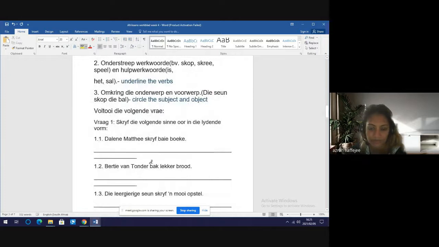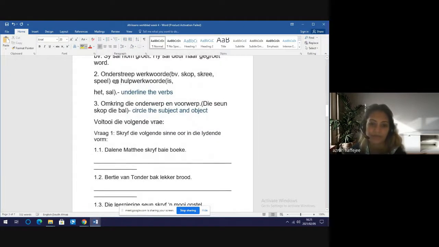Now for number 2, it says onderstreep die werkwoorde. So underline the verb. So anything in Afrikaans, it's extremely important for us to go and underline the verbs before we can do anything else. And then omkring die onderwerp en voorwerp. Circle the subject and the object just so we have already identified them. Let's see how this works in a sentence now. So voltooi die volgende vrae. Vraag 1. Skryf die volgende sinne oor in die leidende vorm.